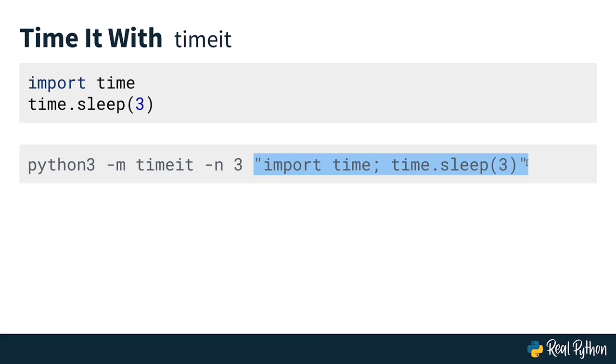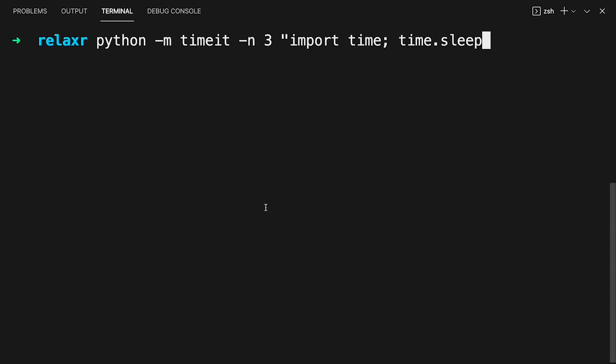So let's hop over to the terminal and then run this code. I'm going to say python -m timeit. I'm going to say 3 times. And then I will pass the code that is import time; time.sleep(3). So this is exactly the same code that you used before. And now, after you press enter with this, you might expect it to take 9 seconds? Let's see what's actually going to happen.